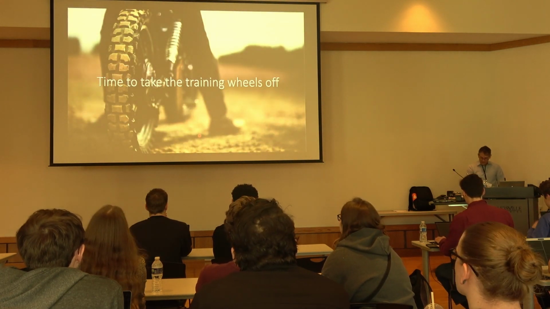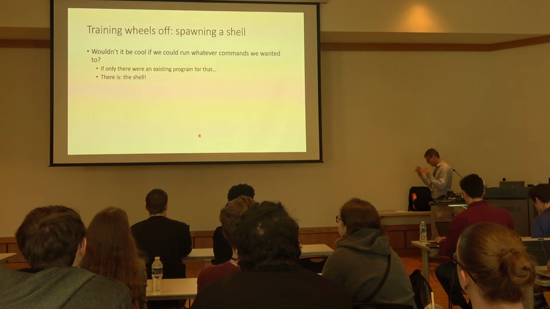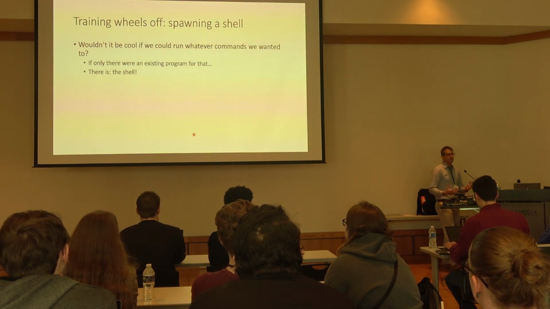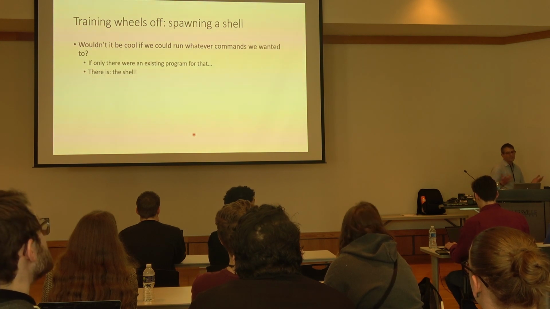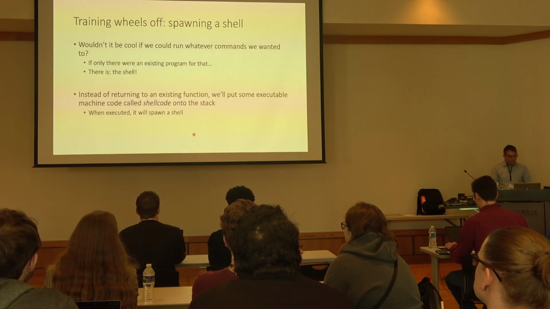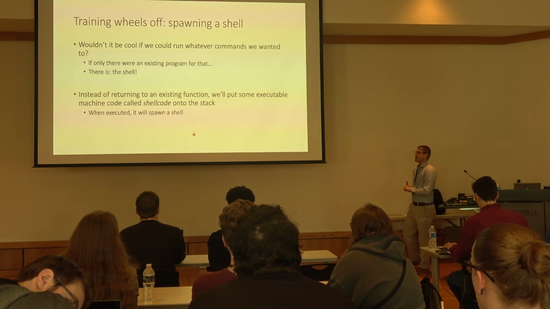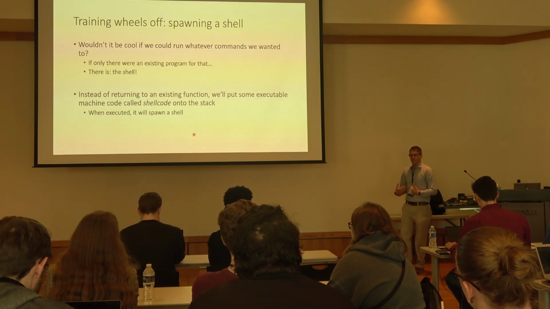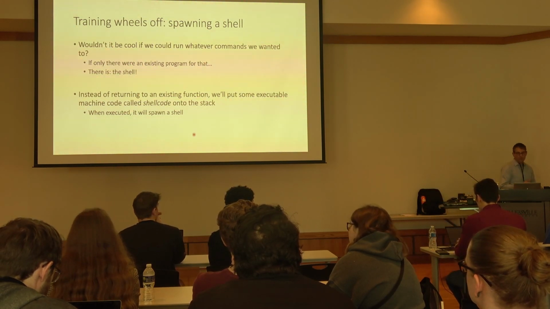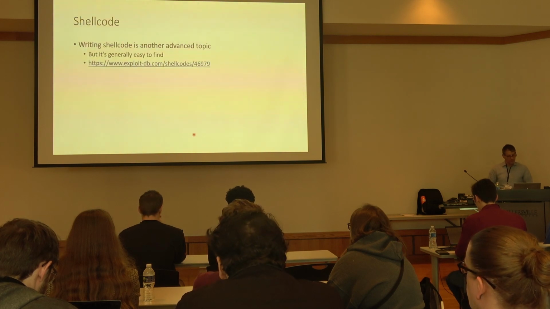All right, so let's quickly try to take the training wheels off, and we'll write what I'll call a real exploit. Most of the time when people think of control flow exploits, they think of spawning a shell, which is a program that lets you run whatever programs you want. That's attractive for kind of obvious reasons: it gives you a lot of power and a lot of control. Before, we were basically returning to a function that was already in the program. There's probably not a function already in the program that does this. So what we're going to do is get some machine code that knows how to run a shell, put that on the stack, and then return to that address on the stack. That should hopefully give us a shell.